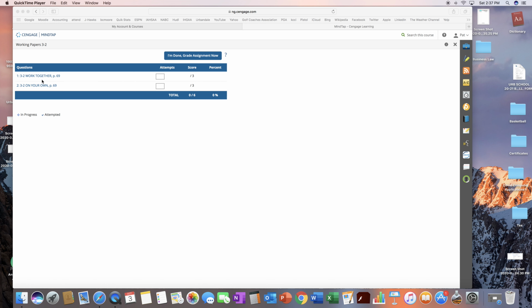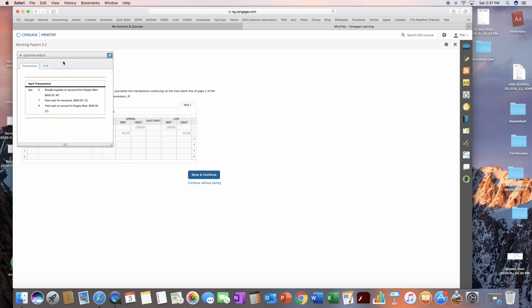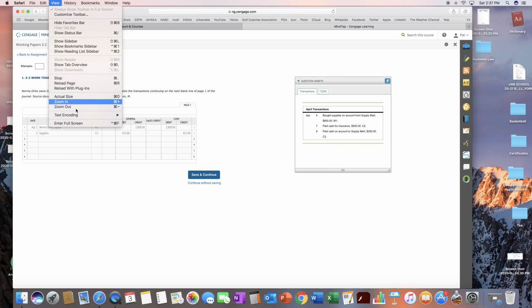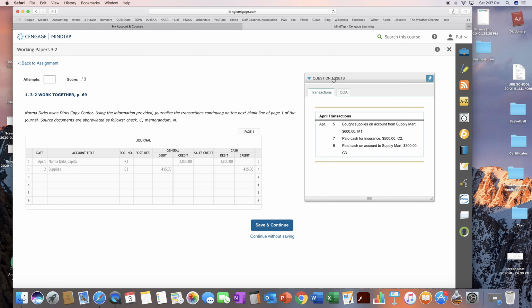Alright, so this is 3-2 work together. We just had the notes. We click on the work together and we have our transactions. Again, you hit the pen, move them around, zoom in a little bit so you can see a little better.